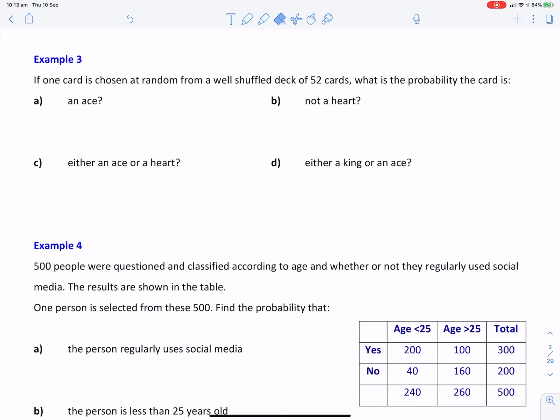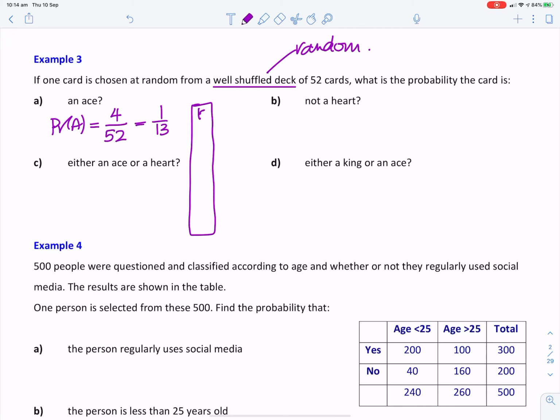Okay, so let's have a look here. One card is chosen at random from a well-shuffled deck of cards. Well-shuffled, they're just letting you know that it's random. Don't read into that too much. What's the probability the card is an ace? We know the number of aces in a deck is 4, and that's out of 52 cards, which is 1 out of 13. The other way you can look at it is you have 4 different suits, and in each suit you have king, queen, jack, 10 down to 1. The probability of an ace is 1 out of 13 in a suit.